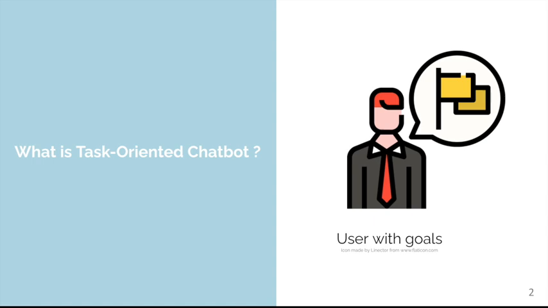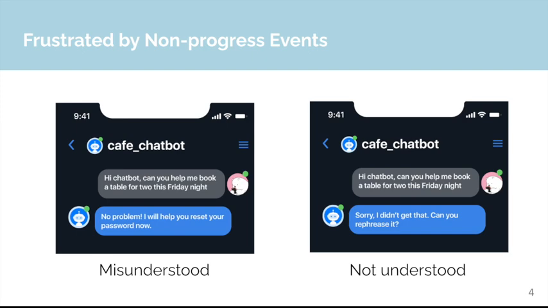Task-oriented chatbots are chatbots that help users to perform their domain-specific tasks. Efficiency and effectiveness are two crucial motivations when interacting with this kind of chatbot. Making efficient conversations with chatbots is still a big challenge.